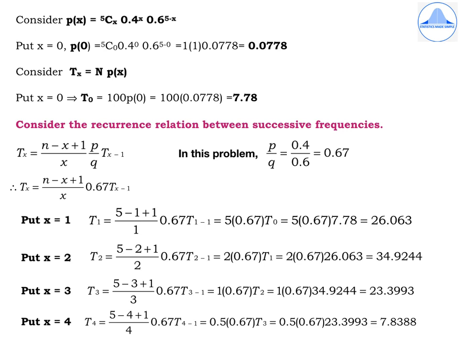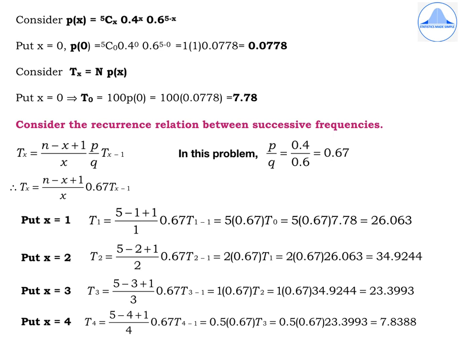Consider the PMF p of x equal to 5cx, 0.4 to the power x, 0.6 to the power 5 minus x. Now the first step is to put x equal to 0. So you get p of 0 is equal to 5c0, 0.4 to the power 0, 0.6 to the power 5 minus 0, which is equal to 1 into 1, and 0.6 to the power 5 is 0.0778. So hence we get p of 0 as 0.0778.